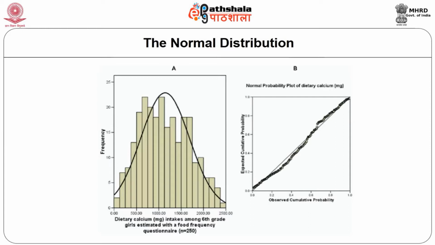this, which we call the normal probability curve. If all the points in that curve adhere to the diagonal line, then we say it is perfectly normally distributed. But here it is deviating somewhere, so it is not a perfect normal curve, but we can say that it is closely a normal distribution.